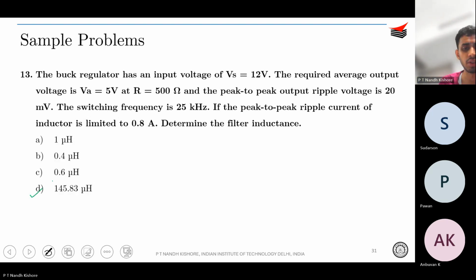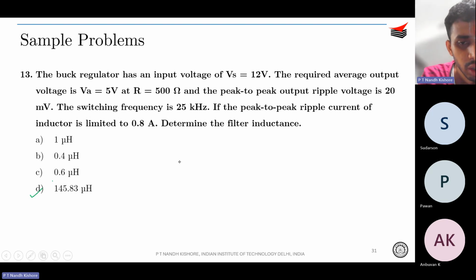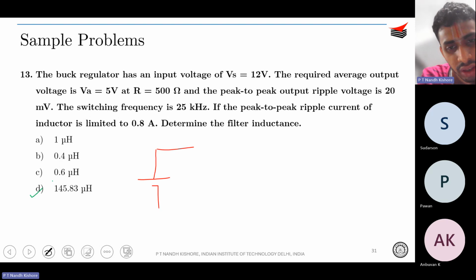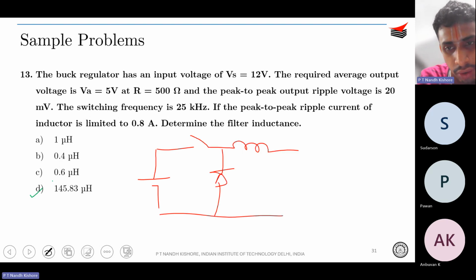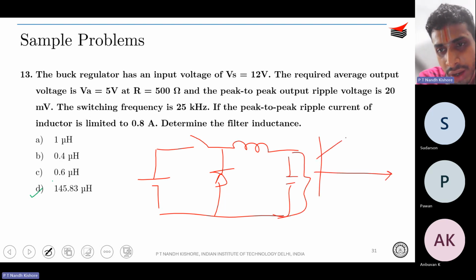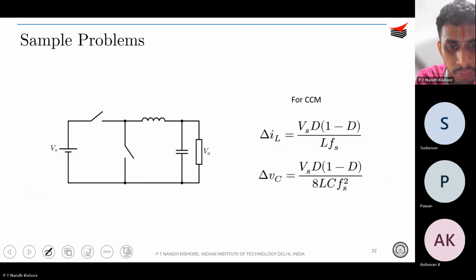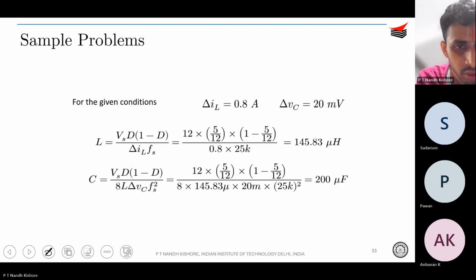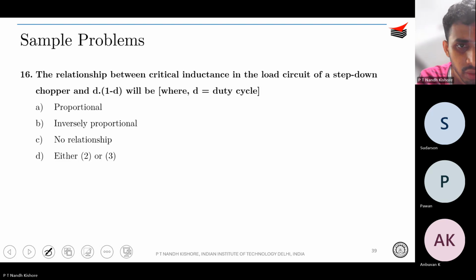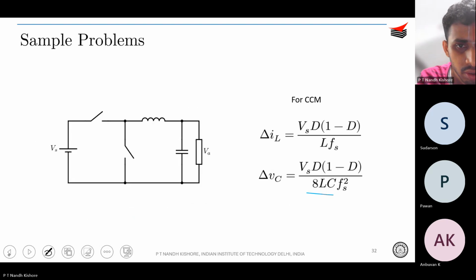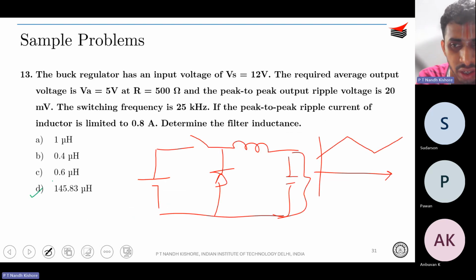So I think we solved this problem, but just for the sake of people who join later, if there is any problem regarding buck regulator or something, just draw the circuit. Once again, there is no harm. It is the simplest way. Draw the circuit, draw the inductor current.